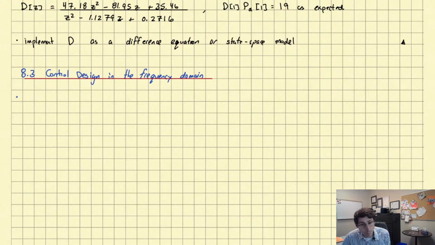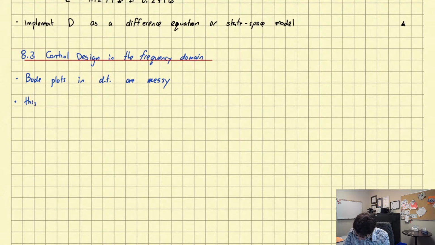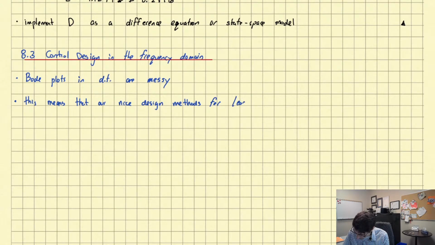But the first issue is that Bode plots for discrete time systems are messy. I didn't teach you how to draw them by hand because it's too messy. Bode plots in discrete time are messy, so we don't want to be drawing Bode plots of discrete time systems. In particular, it means that our nice design methods for lead, lag, and lead-lag controllers don't port over to discrete time very simply.